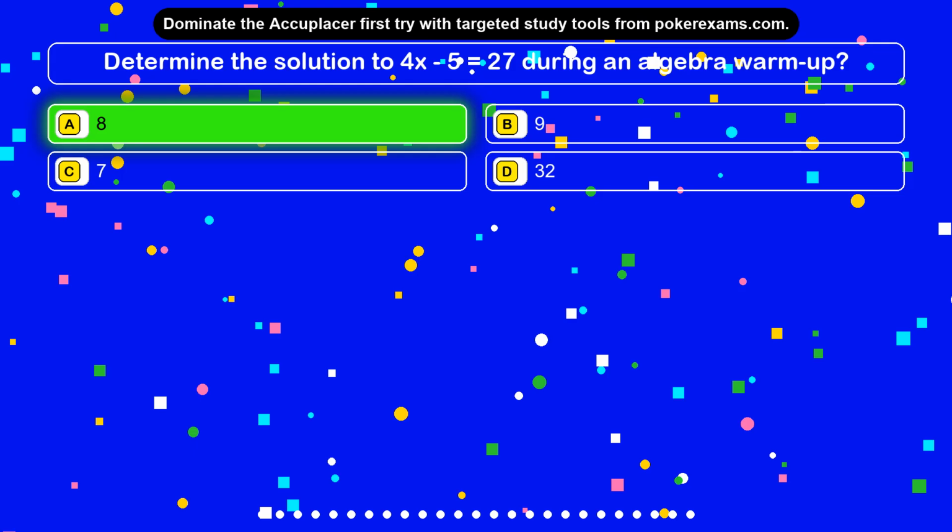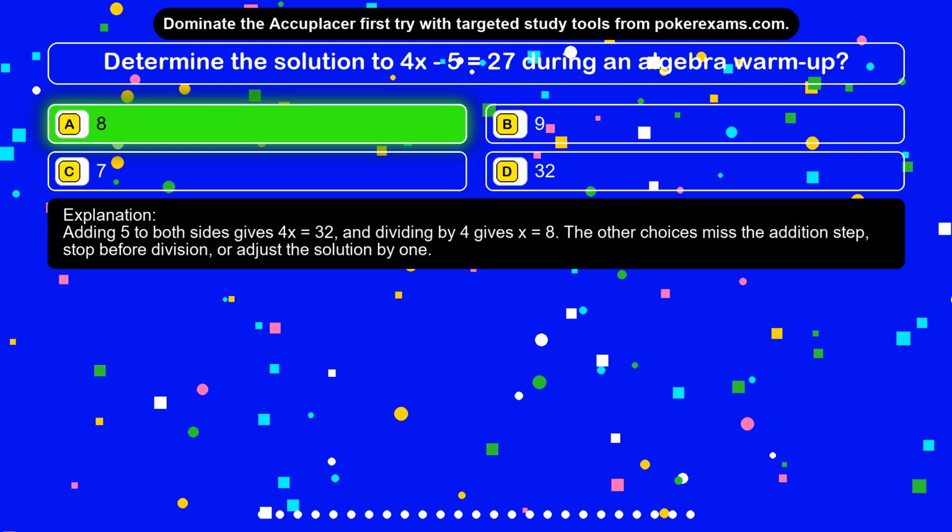The correct answer is option A, 8. Adding 5 to both sides gives 4x equals 32, and dividing by 4 gives x equals 8. The other choices miss the addition step, stop before division, or adjust the solution by 1.